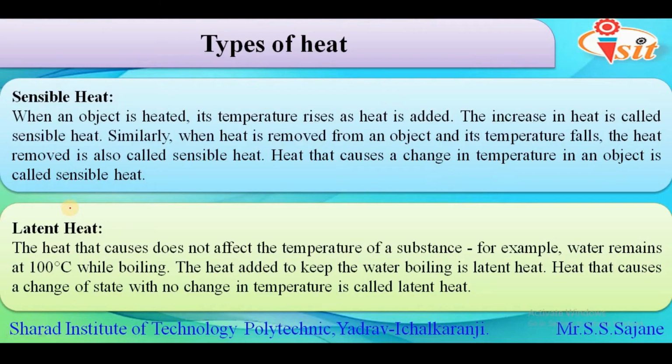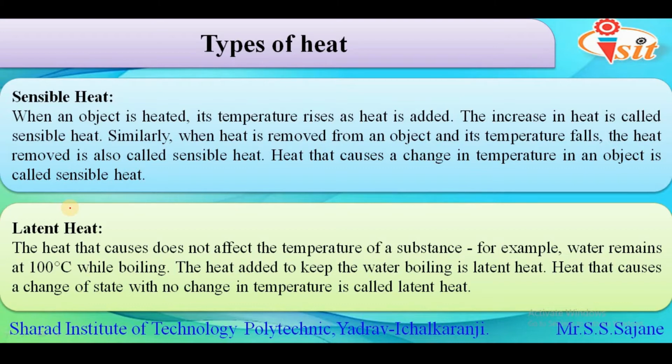Then we have seen this concept of sensible heat and latent heat. Whatever the temperature, if we can measure that heat with the help of a thermometer, or if the heat is measurable, then we call it sensible heat, whereas the heat that is responsible for changing the phase of the system, we call latent heat. We cannot measure this latent heat with the help of a thermometer. So these were the points related to the types of heat.